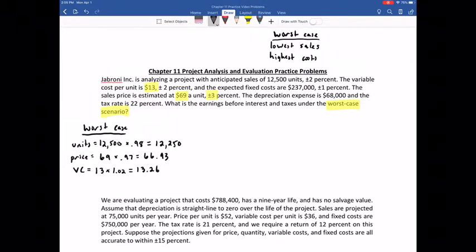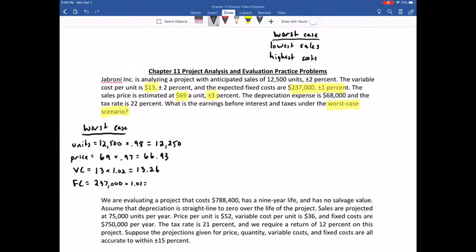And then we also have one other cost, which would be our fixed costs. Fixed costs also would be highest under a worst case scenario. Our fixed costs are $237,000 plus or minus 1%. So hopefully you're catching on here that it would be $237,000. Worst case scenario would be an increase of 1%. So multiplying it by 1.01 will give me that 1% increase.